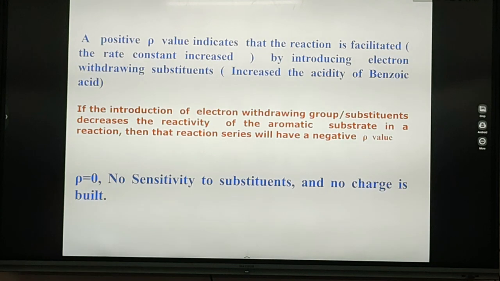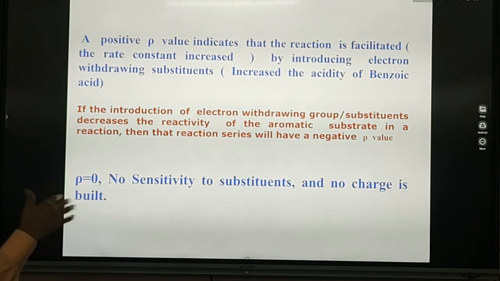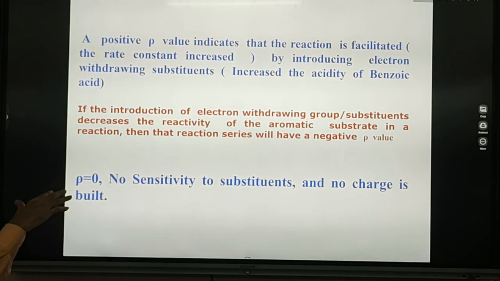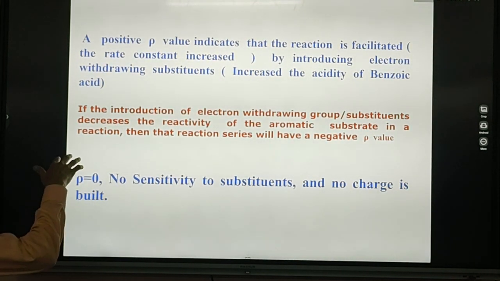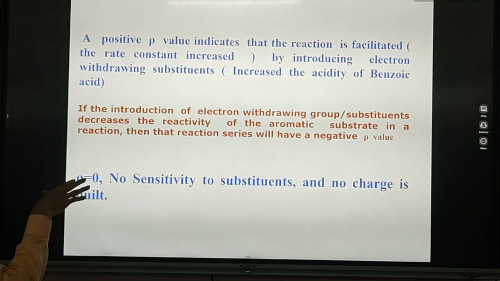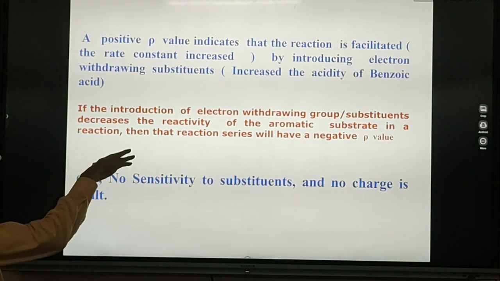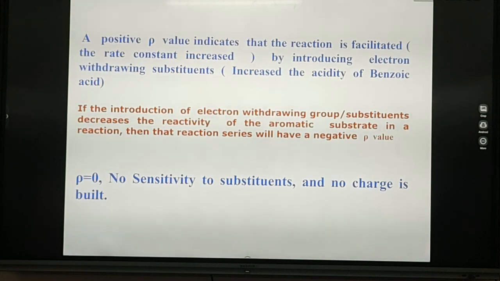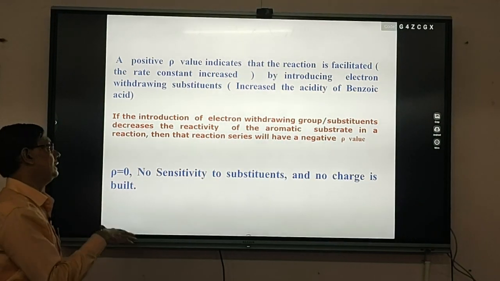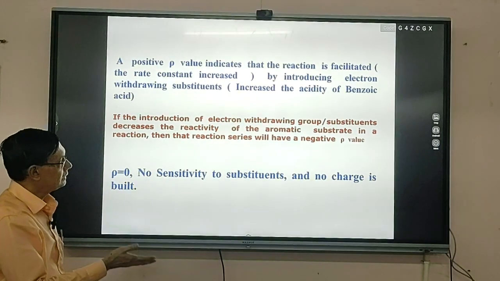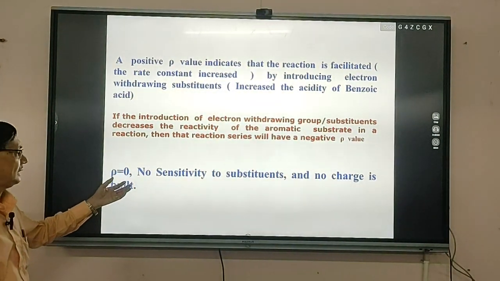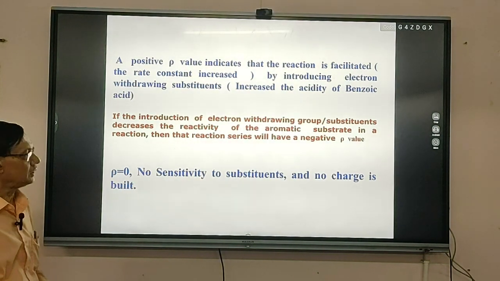Suppose I get a negative value, a reverse plot, with a negative value less than 1. So what will I predict? I will predict that the introduction of an electron withdrawing group or substituent decreases the reactivity of the aromatic substrate in a reaction. Then that reaction series will have a negative rho. And if it is 0, it is not like that. So there is no sensitivity to the substituents.